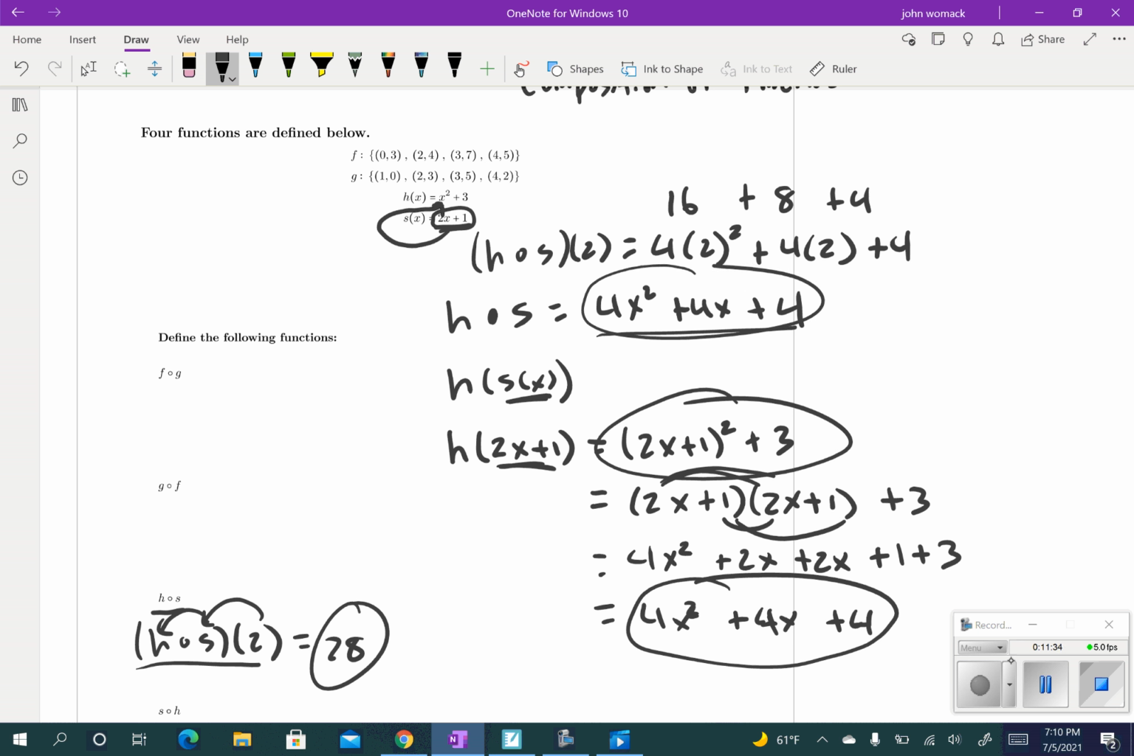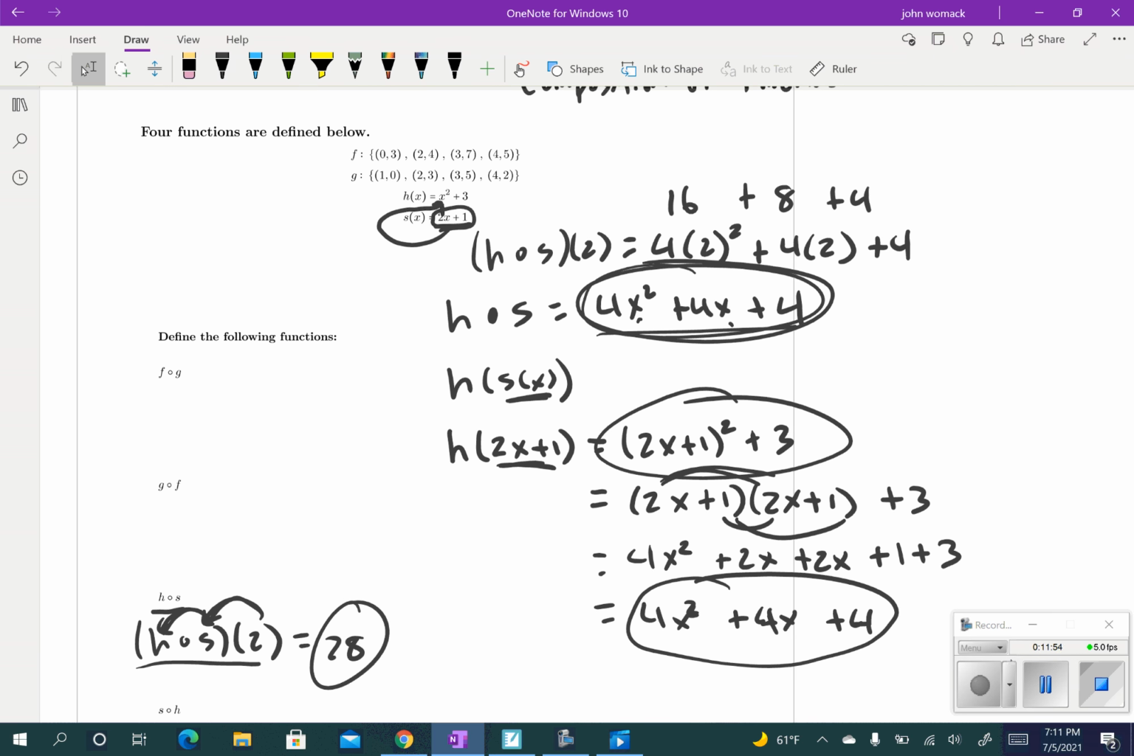So if they ask you to find h of s of x, you're always going to come up with an equation. That's going to be your answer. And then if they ask you to plug 2 in, great, just plug 2 in there. If they don't ask you to come up with the equation, though, you can just plug the number in from the beginning. Plug 2 into s, get my output, plug that into h. Going that way. And just remember, composition doesn't always work the same both ways.